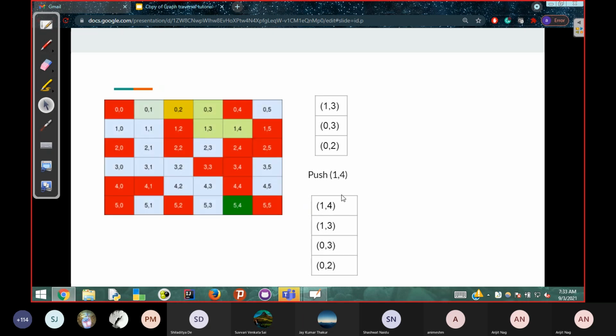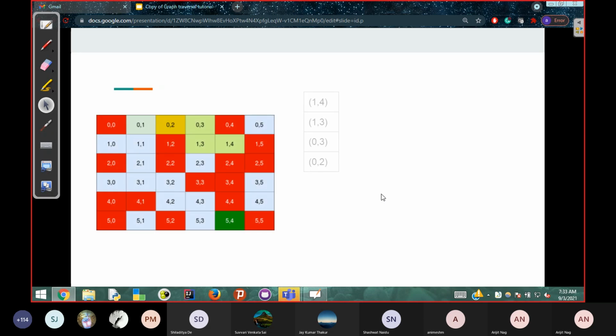Now if you see, from 14 there are no other options to go. You cannot go to 13, you cannot go to 15, 24 or 04, so you need to backtrack. So you need to dequeue 14. There is no unexplored neighbor for 14, so you just need to pop 14. So this is the stack after popping 14.